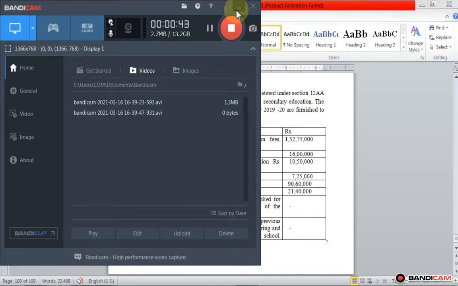In today's lecture we are going to solve a practical problem on computation of taxable income as well as tax liability of the charitable organization.